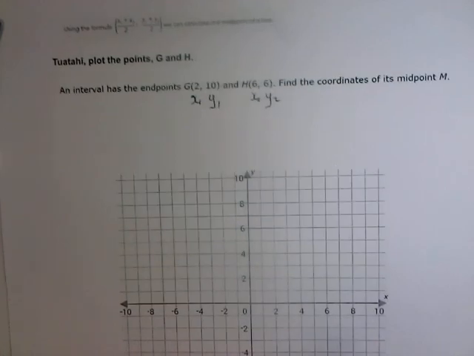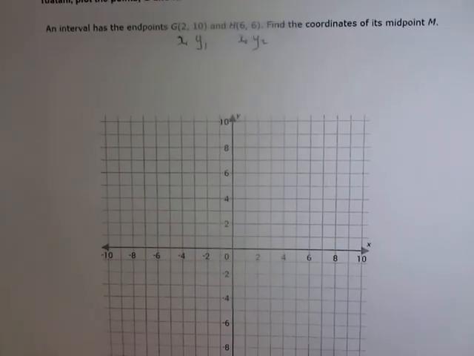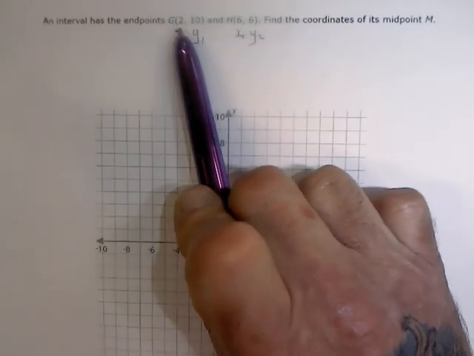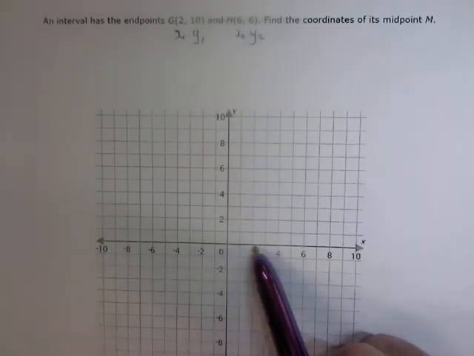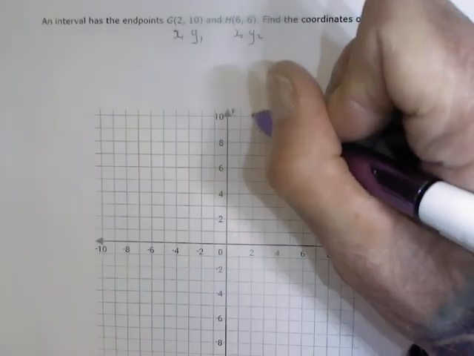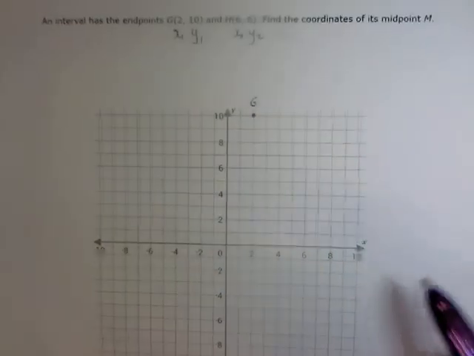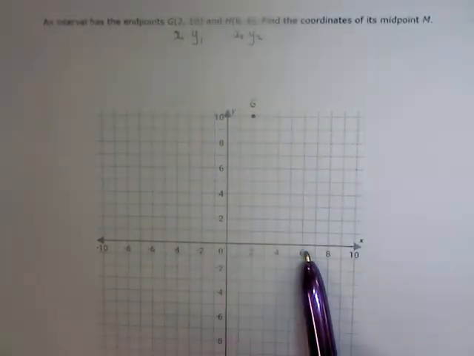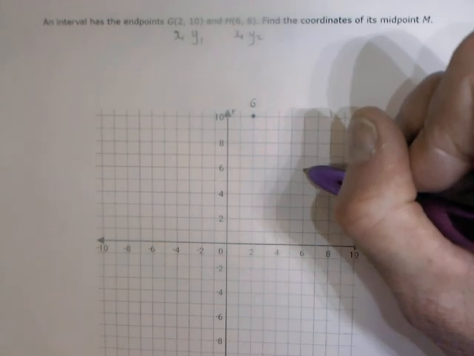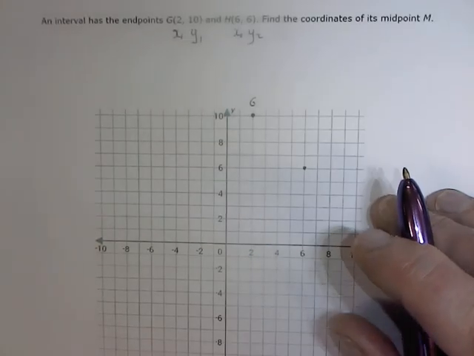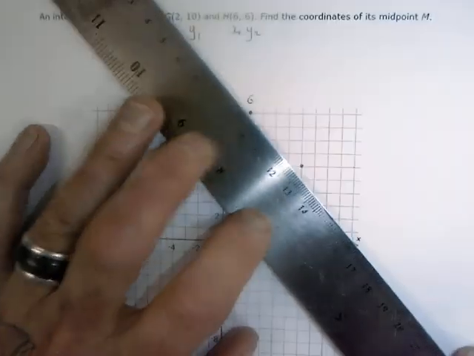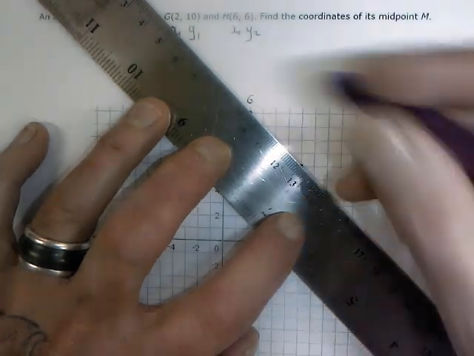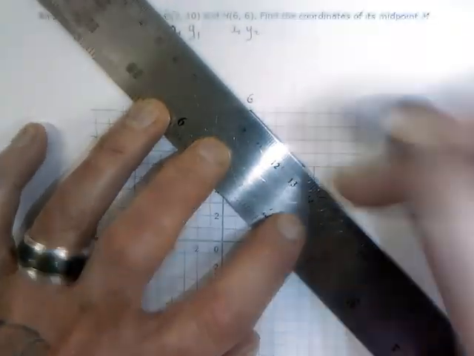So let's go ahead and plot these points and find the midpoint. First point, G, 2, 10. 2 to the right and up 10, there is my point G. And H is the point 6, 6, over 6, up 6, there is the point 6, 6. Tēnā koa, whakamahi te ruri. Please use a ruler to make your mahi look as good as you can.